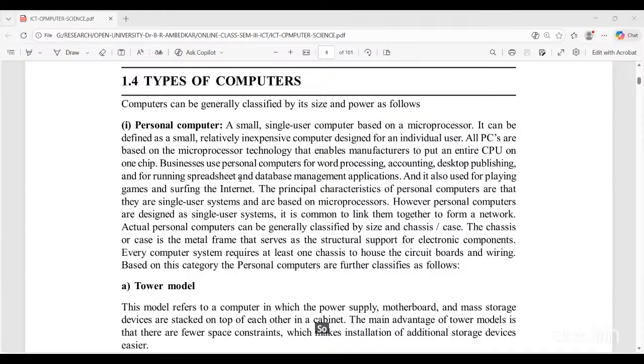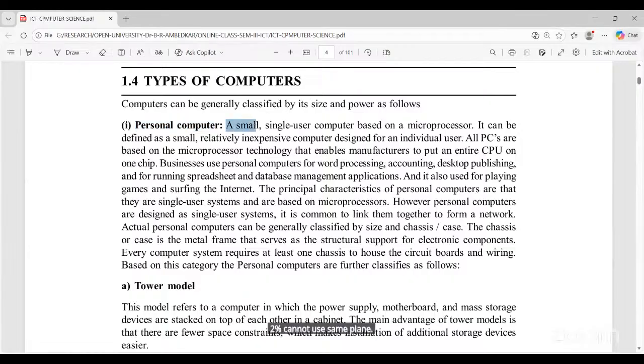One type of computer is the personal computer. These computers are very small in size, and they are single-user computers. Only one user at a time can use them. User means any person. The computer can be used by only one person at a time. So two persons cannot use the same personal computer at the same time.